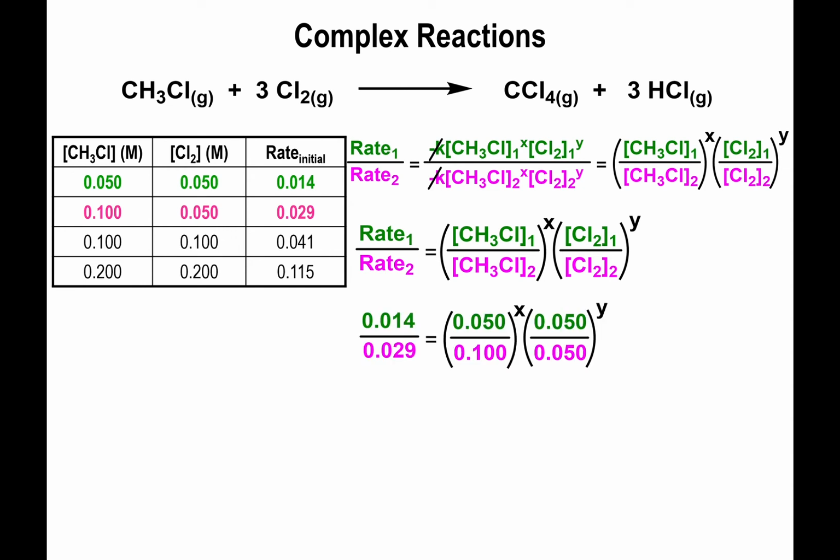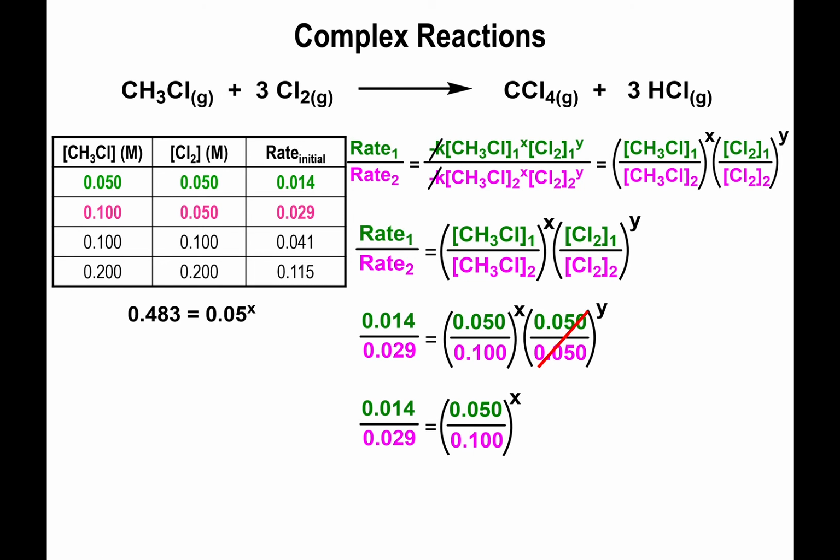So plugging in the values, what you're going to see is that you have 0.05 divided by 0.05 for the concentration of Cl. We've noticed that already because we selected the two rows such that we can cancel out the component associated with Cl2, right? So this whole thing cancels out. And so what you end up with is simply the rate of the first row divided by the rate of the second row, which now is solely going to equal the concentration of CH3Cl in the first row divided by the concentration of CH3Cl in the second row, all of that raised to the x power.